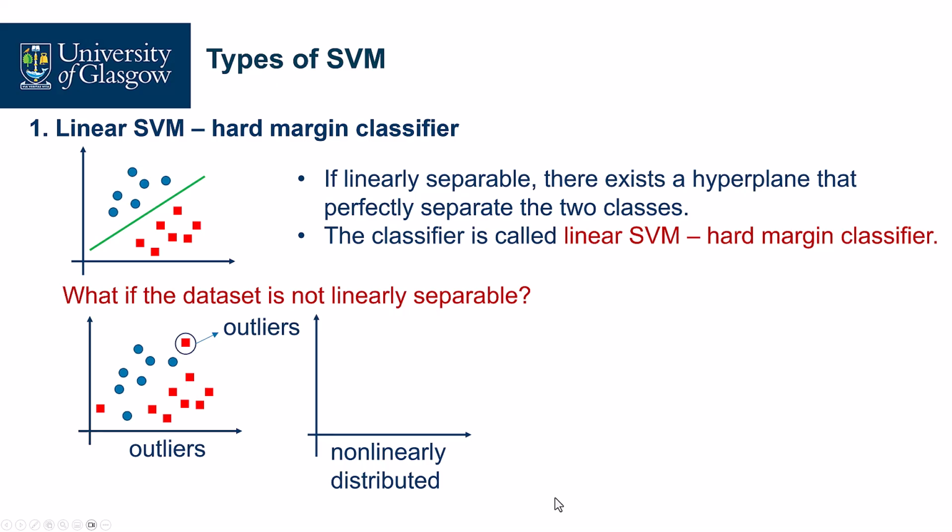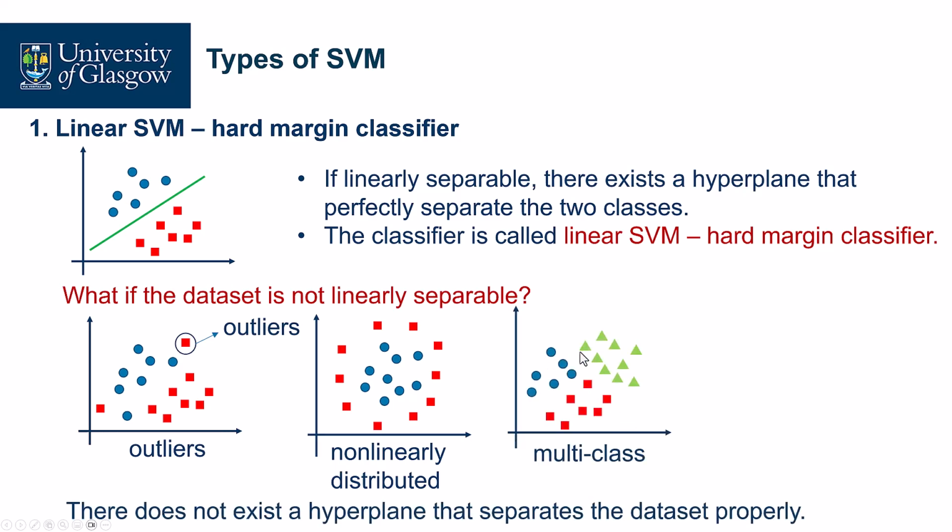The second kind is that the distribution is not linearly distributed. For example, this one. Intuitively, we can see that to classify them, there is a circle to classify them, right? So this is another kind, non-linearly distributed. Third one, multi-class. Between any two classes it is linearly separable, but there are more than two classes. In all of these cases, we can't find a hyperplane to separate them appropriately. So this leads to other types of SVMs.